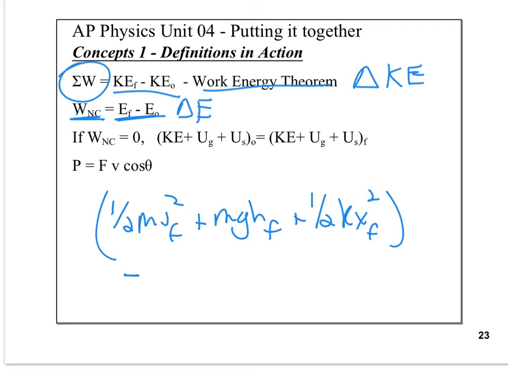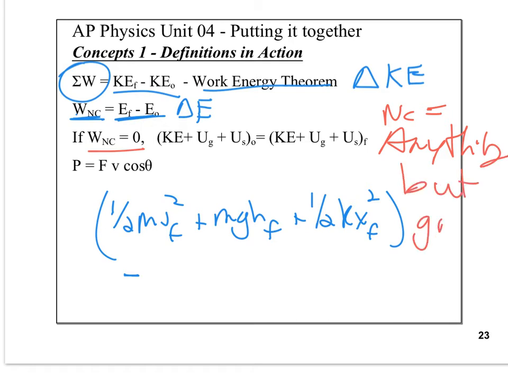Next up, if we didn't have any work done by a non-conservative force, so this would be a situation where we did not have anything other than gravity and spring. Remember, non-conservative equals anything except for gravity and spring.